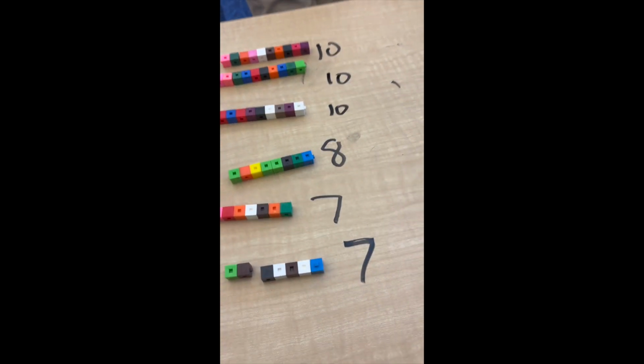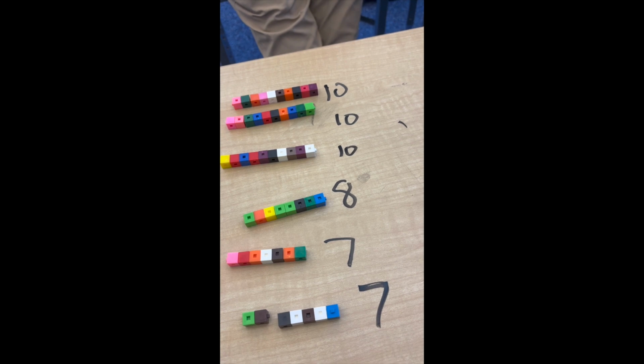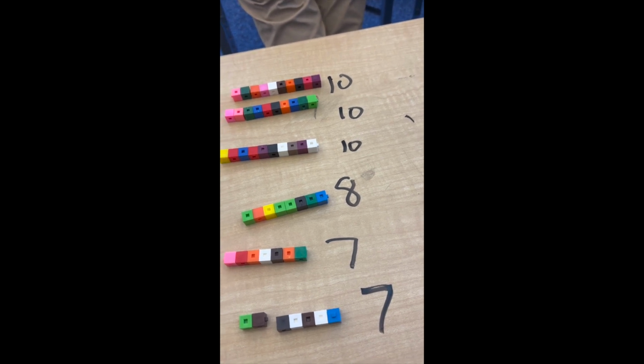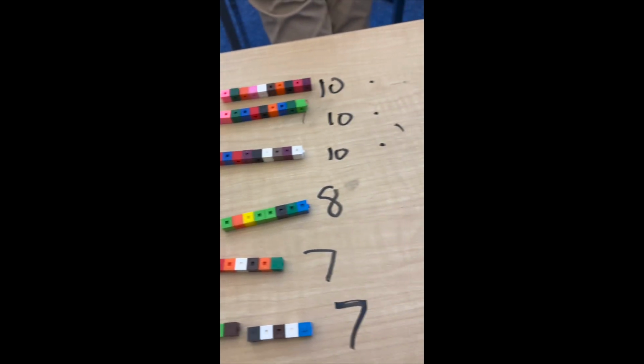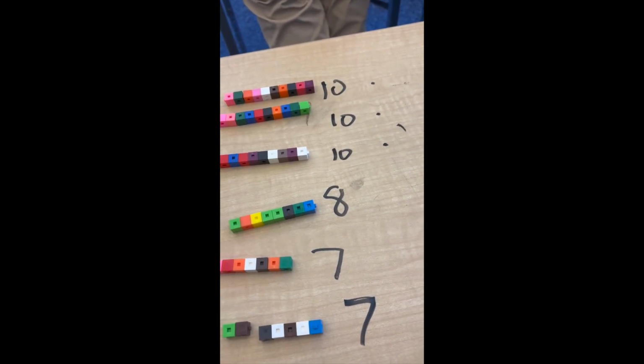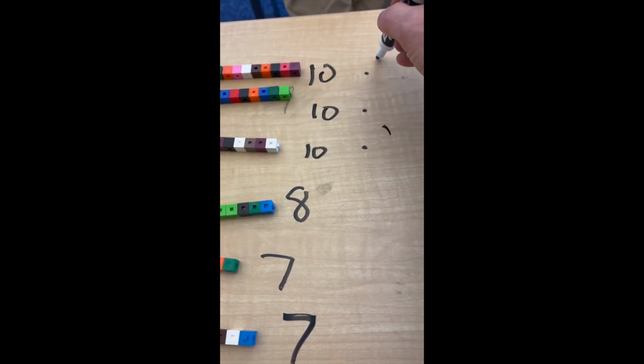Okay, so we got a bunch. So if we're trying to figure out the mode, what happens the most? 10. There's 3 10s. That's the most popular score. So mode equals 10.